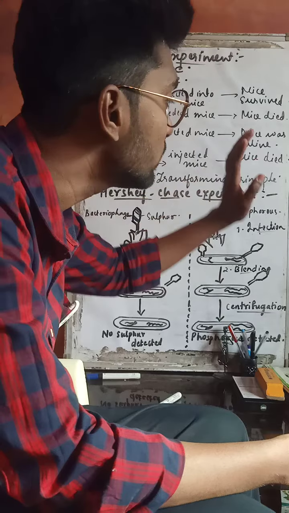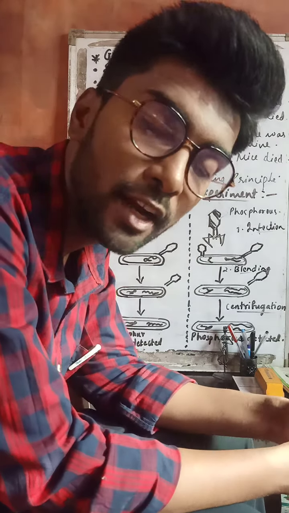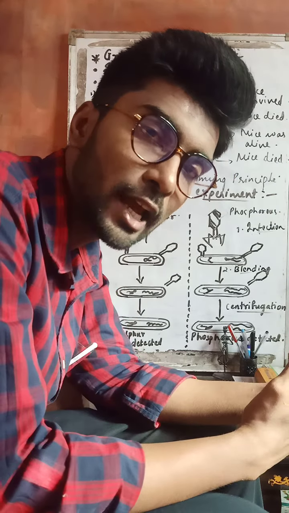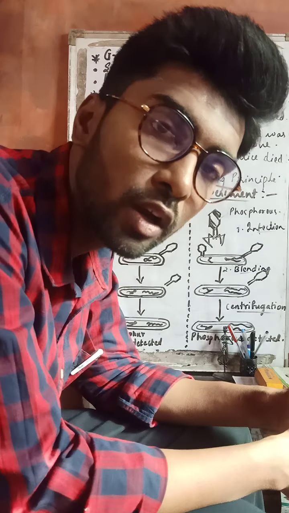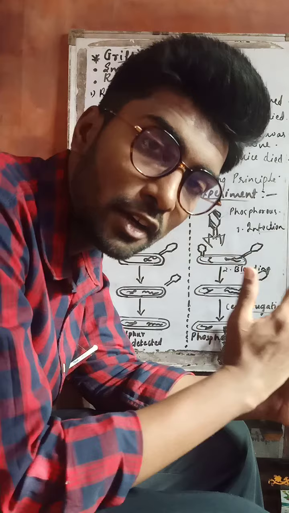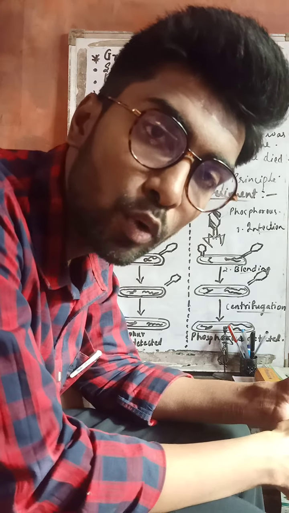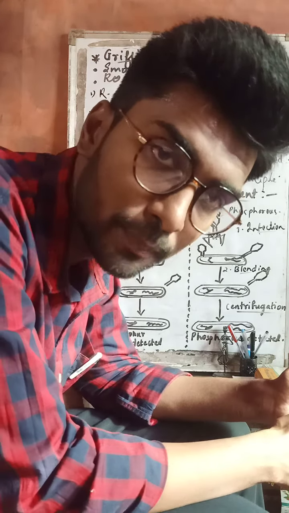Right? Now, why did the mice develop pneumonia and die? Because heat killed S type of bacteria was mixed with R type, and thus he gave a conclusion that the R type, which was non-virulent and non-pathogenic, right?